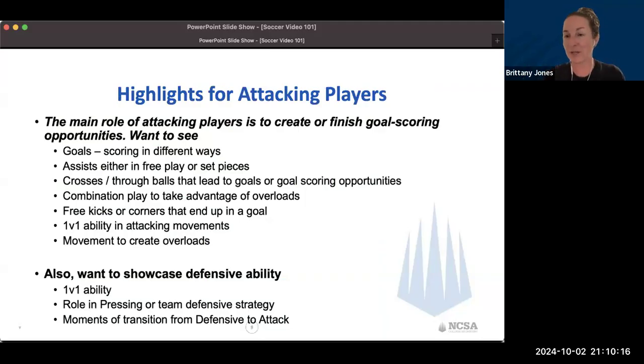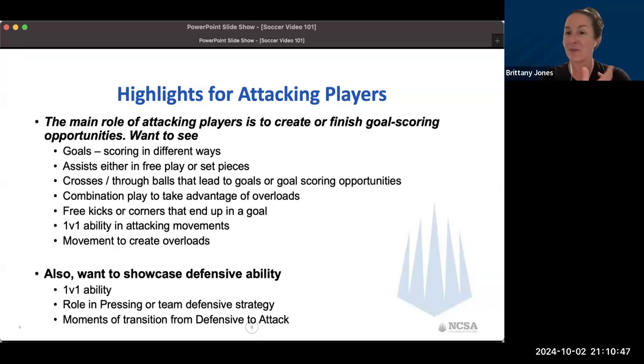If we're an attacking player, and by attacking player, we mean that your role is mostly an attacking position. Okay, so when we look at positions on the field, all players have to attack, all players have to defend. That's the modern game of soccer. However, some positions attack more often than they defend. So a number 9 center forward is going to attack more than they defend. They still have a defensive role, but we want to see the majority of their highlight video be attacking moments because that's the majority of their role, right?